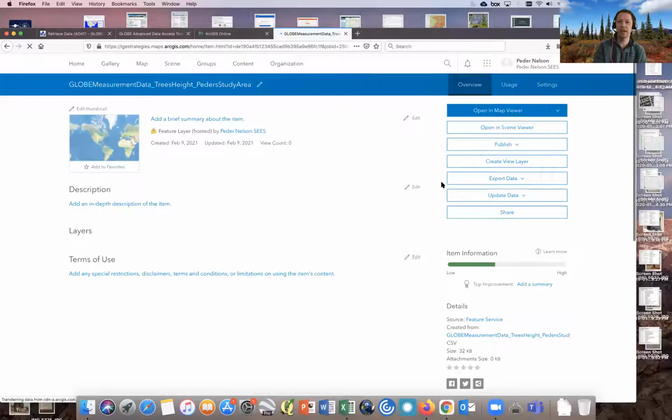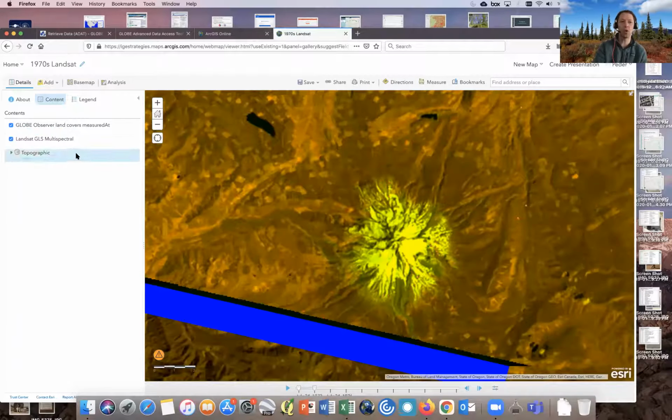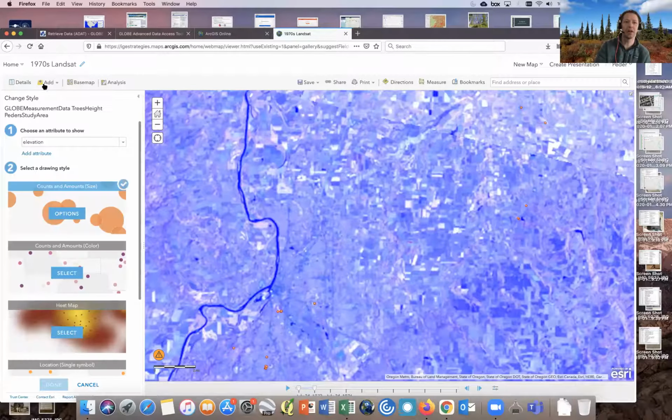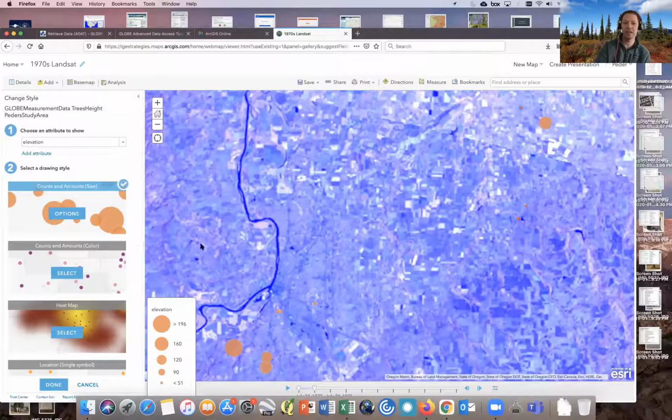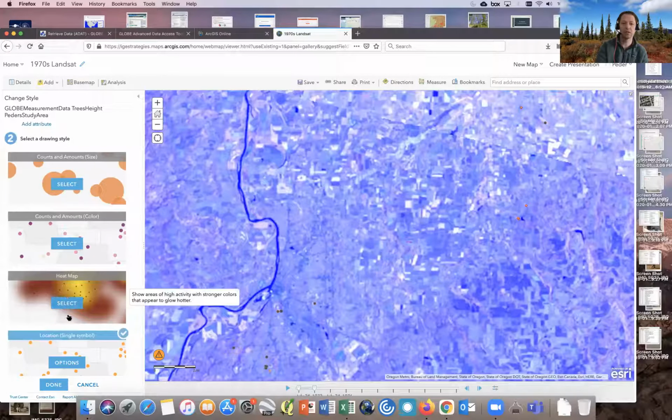And then one thing I'm going to do is just open this in the map viewer. And what it should do is show me old data. And that's not at all what I want. And so what you can actually see now on here is it loaded up that tree height data. And so I can actually symbolize this. And right now it's just showing this by elevation. And you can see the different locations where they're located out there. But I'm going to change this to just the single locations here.